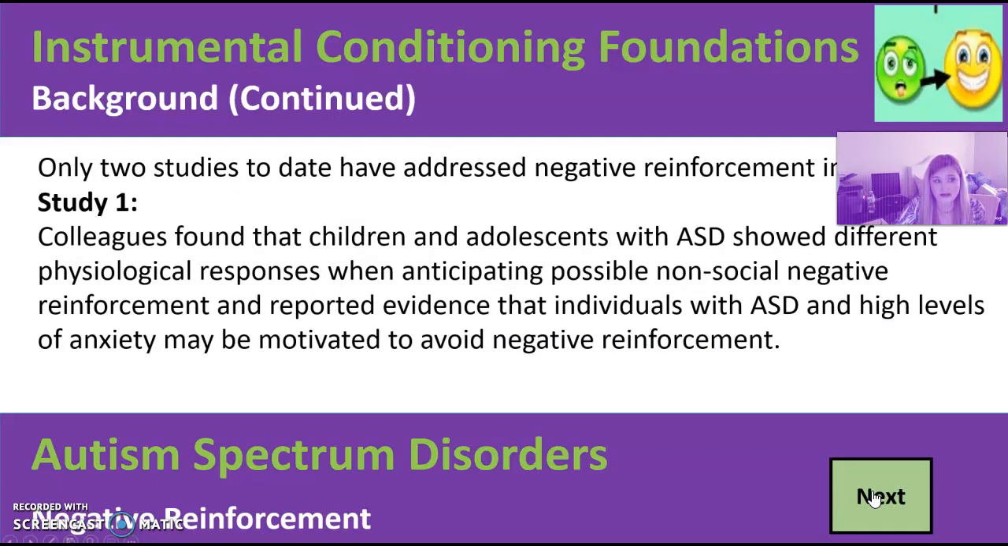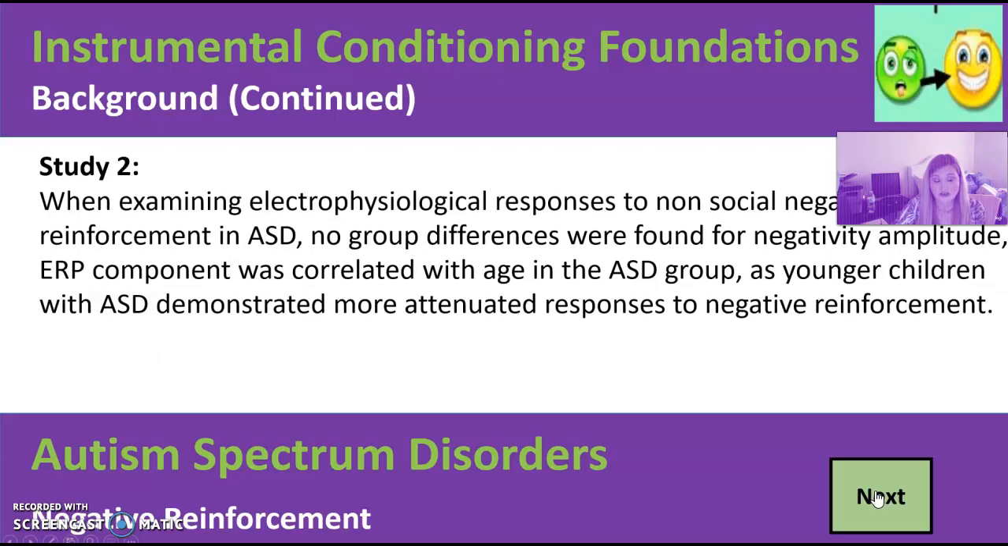There are 2 case studies. In Study 1, colleagues found that children and adolescents with ASD showed different psychological responses when anticipating possible non-social negative reinforcement, and reported evidence that individuals with ASD and high levels of anxiety may be motivated to avoid negative reinforcement. In Study 2, when examining electrophysiological responses to non-social negative reinforcement in ASD, no group differences were found for negativity. The ERP component was correlated with age in the ASD group, as younger children with ASD demonstrated more attenuated responses to negative reinforcement.